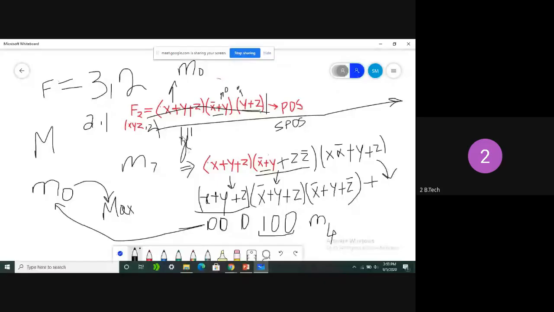Clear? M7, small m7, means 7 is all ones. So for m7 we need to take x bar, and for 1 we represent bars in max term representation, that is y bar. That is the basic difference between min terms and max terms. Clear all of you?